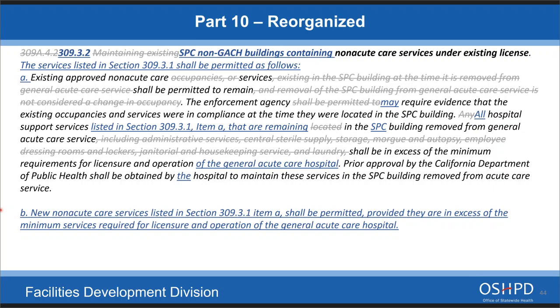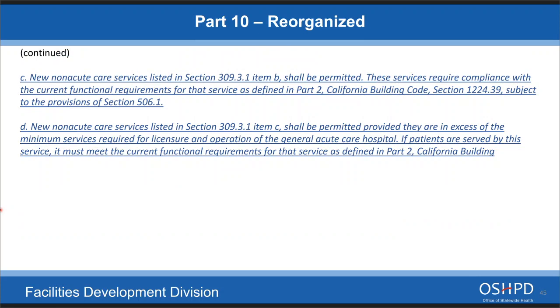building. Okay. New non-acute care services listed in 309.3.1, which we looked at earlier, item A, shall be permitted provided they are in excess of the minimum services required for licensure or operation. Again, you still need to meet all the requirements for basic services in the hospital building, and the non-acute care hospital can have additional uses that are in excess of what was required.